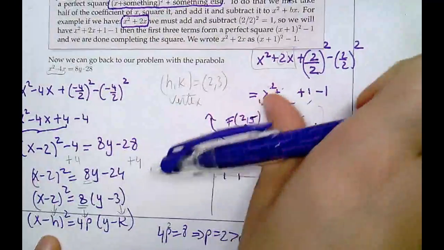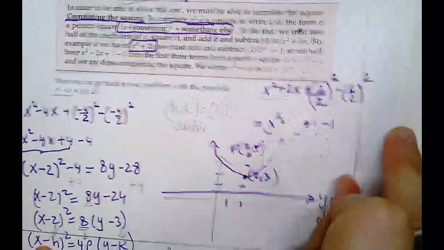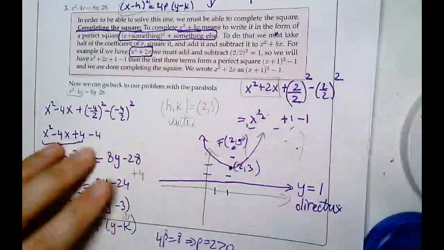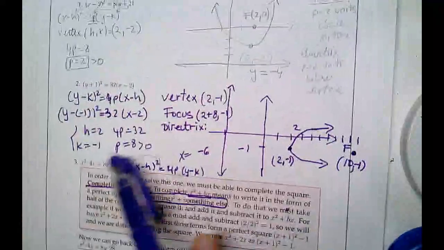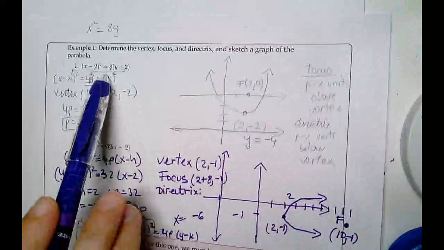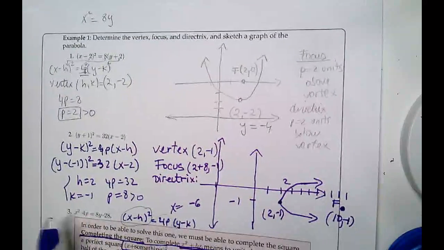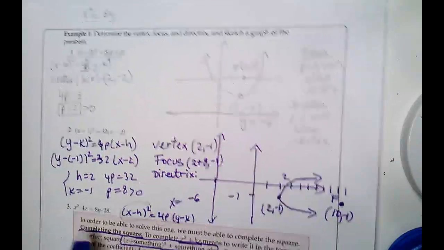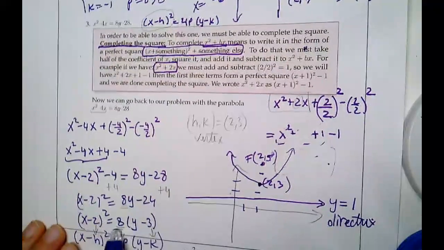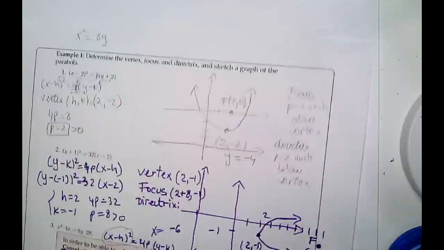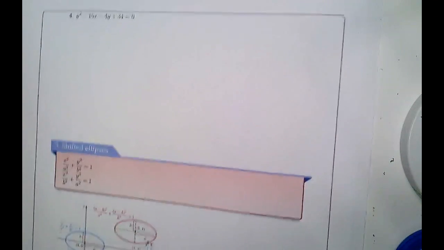Alright, so this one was given in a different form. It wasn't already factored out nicely as these ones, so we needed to do a little more work by completing the square in x. Once we completed the square in x, we brought it in the form that we need. And then we were able to get the answer. Alright, let's do one more example.